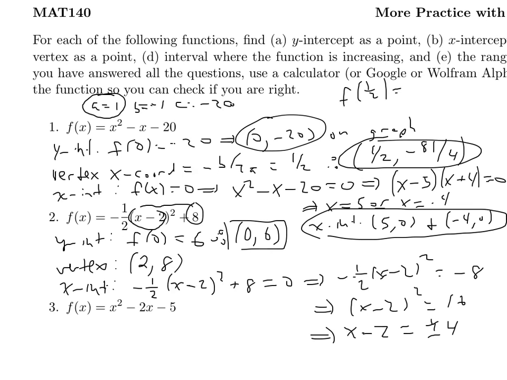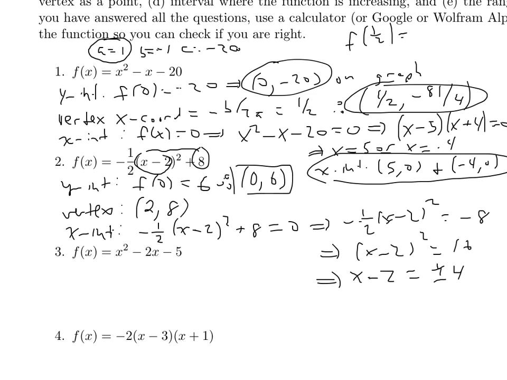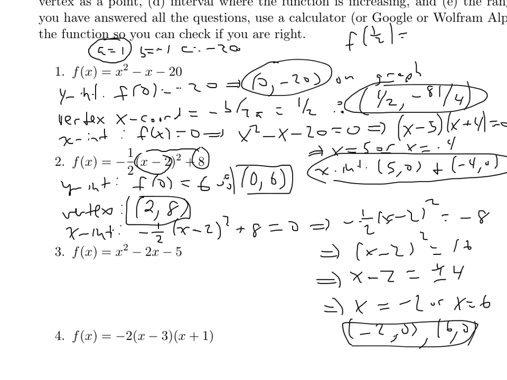And so that allows me to get my two values of x, because if x minus 2 is negative 4, then that means that x is minus 2. And if x minus 2 is positive 4, then that means x is 6. So negative 2, 0 and 6, 0 are going to be the x-intercepts. So I got my vertex, I've got my x-intercepts, and I've got my y-intercept. But this kind of solution method for the quadratic is handy if the parabola comes to us in that vertex form, that form that highlights the vertex.